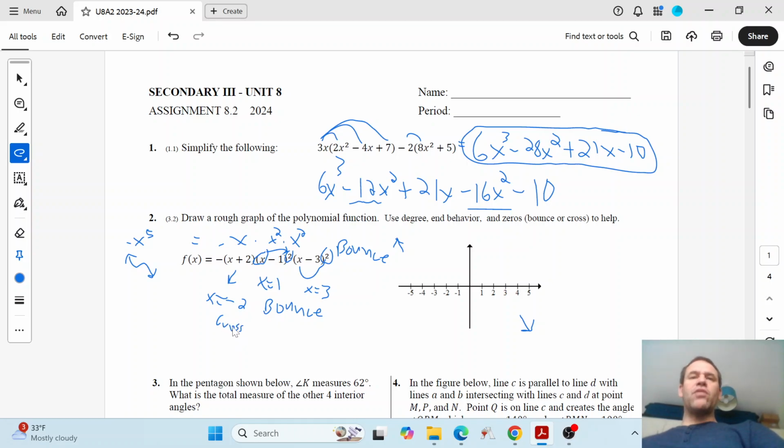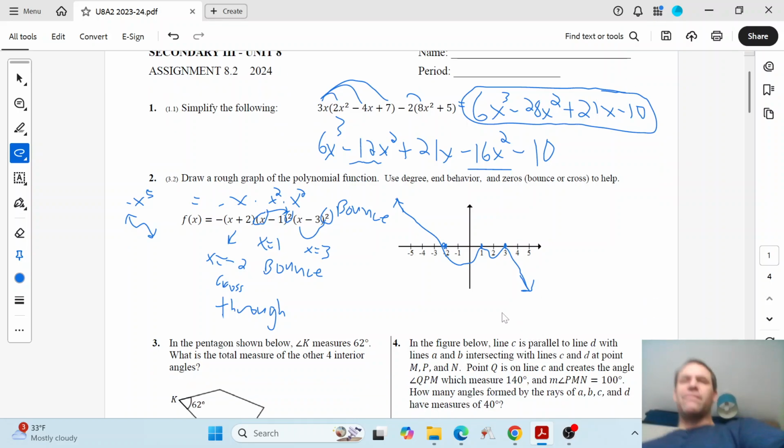So pause me. Try this one on your own. See how you did. So it's going to cross through. So let's see. At negative 2, it's going to cross through. And then at 1 and 3, it's going to bounce. This is just kind of a rough sketch there. So it's going to cross through, and then it's going to bounce, and then it's going to bounce. So your graph should be something like that.